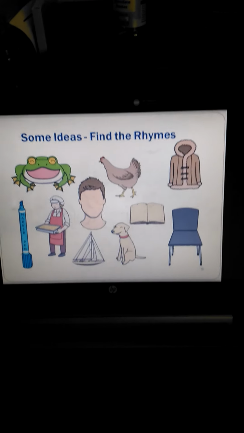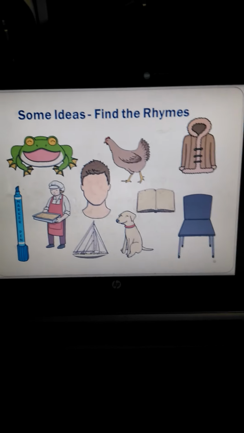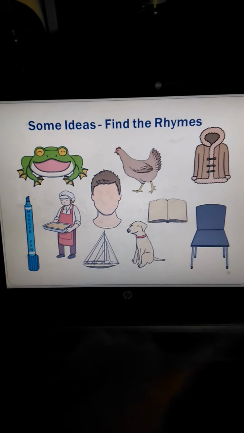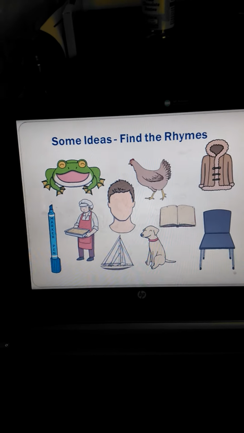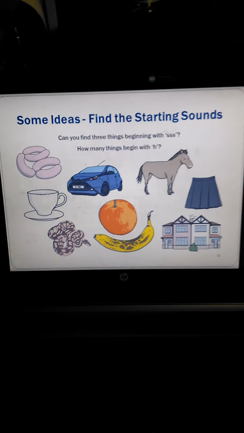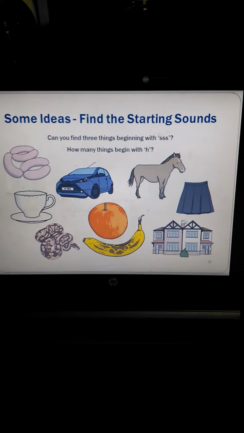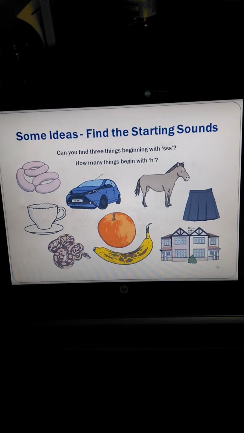So here's some ideas. You could find the rhymes, give them some pictures and ask them to match the rhyming words, like hair and chair, coat and boat. Find the starting sound. Again, give them some pictures.